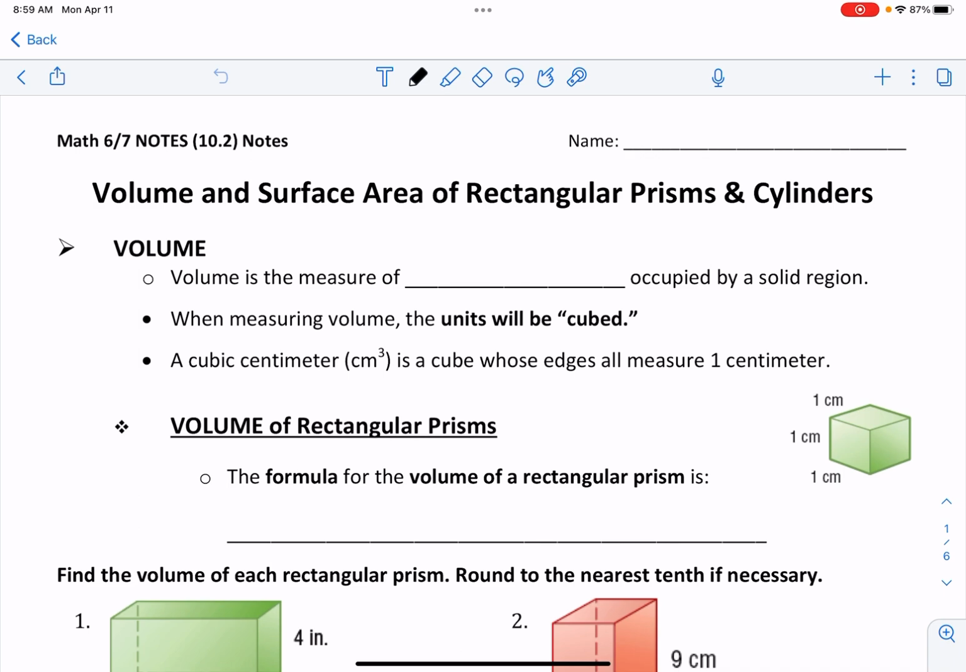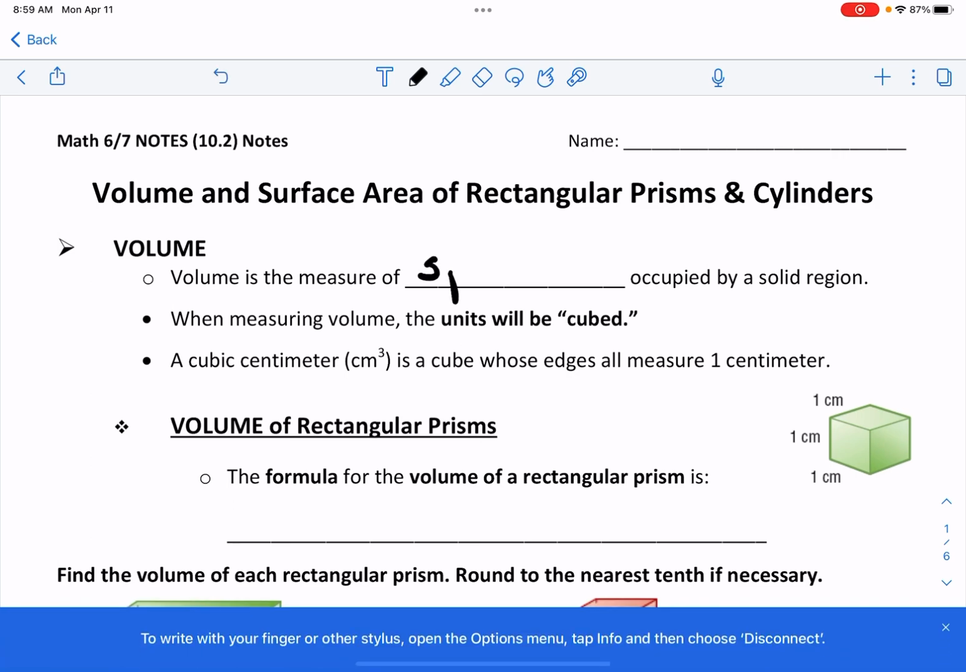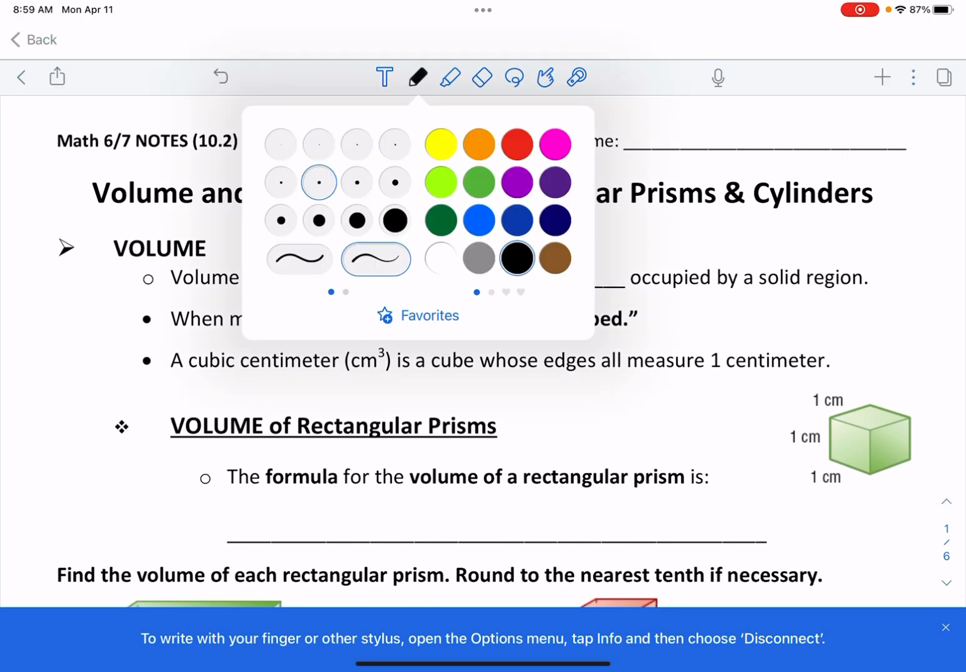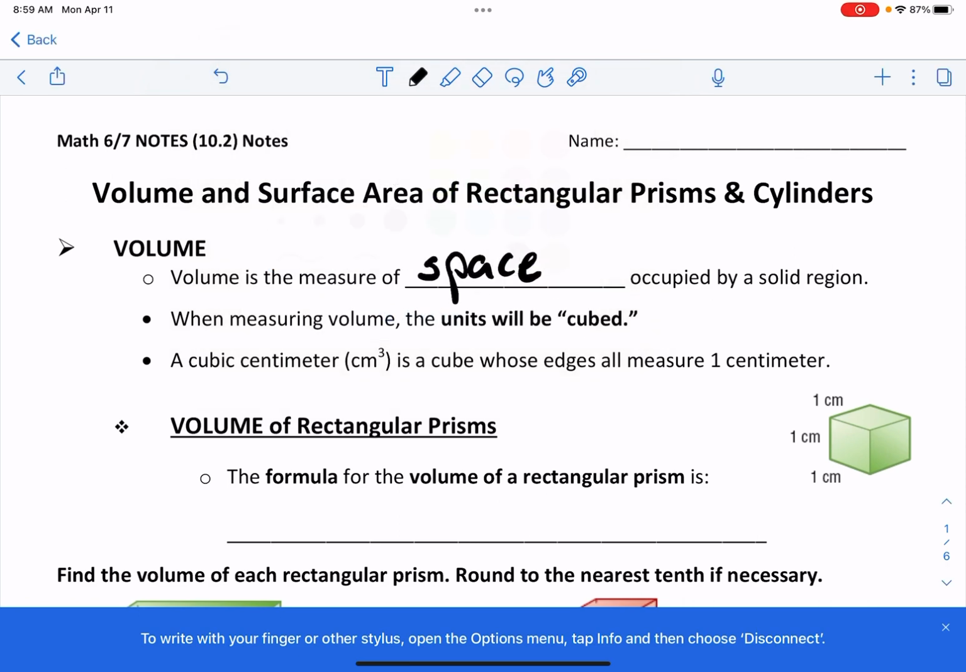So volume is the measure of space occupied by a solid region or a certain shape. Sorry, let me just change my line type here. There we go. When we're measuring volume, the units will be cubed because we have 3 different dimensions instead of 2. We've got a length, a width, and a height, giving us cubed units. So a cubic centimeter is a cube whose edges all measure 1 centimeter. So we've got a length of 1, height of 1, and a width of 1.